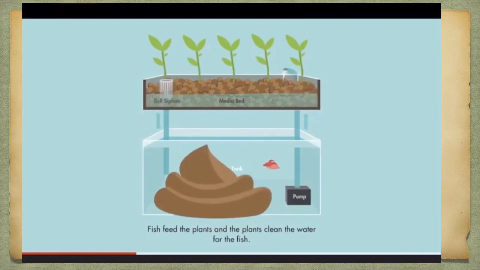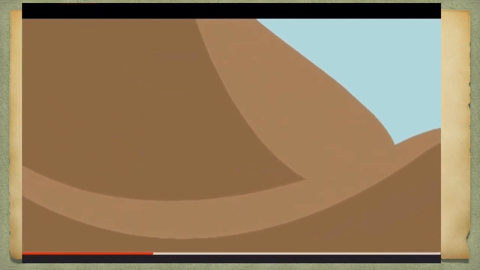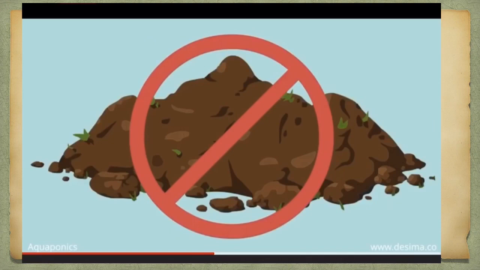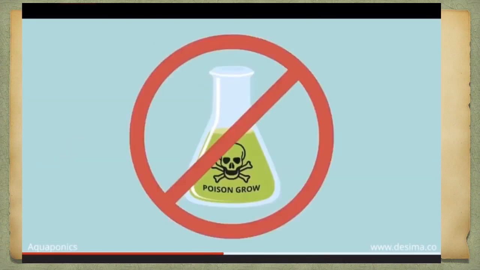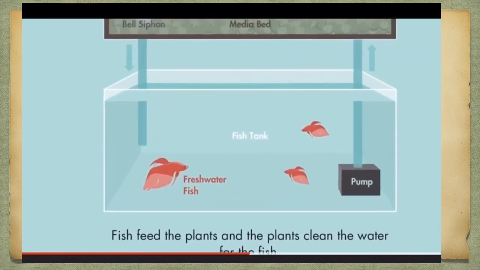Simply, fish excrete their waste into the water. This dirty water is pumped to the plants where beneficial bacteria converts the waste into plant food. The plants feed on this and this cleans the water. The clean water is then returned to the tank. There is no soil, unnatural fertilizers or chemicals in play at all in the aquaponics system. The nutrients that the plants need come directly from the fish.